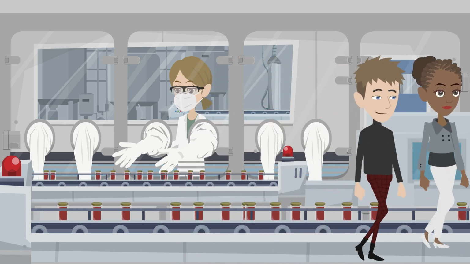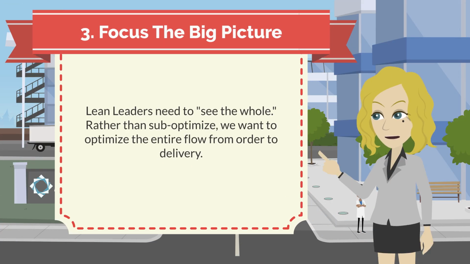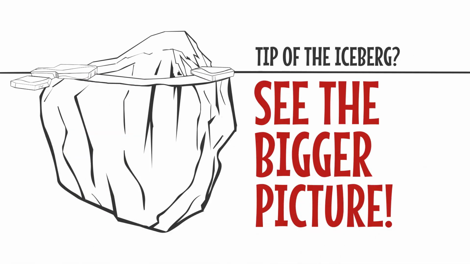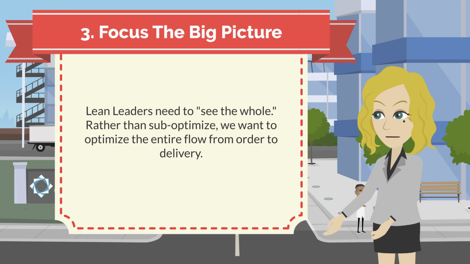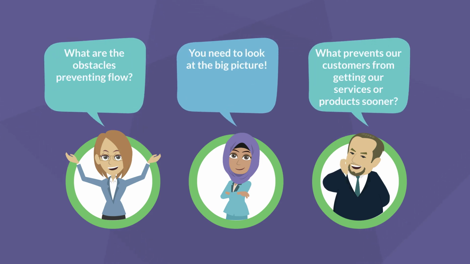Number 3. Lean leaders need to focus on the big picture, optimizing the whole rather than optimizing pieces of the overall. Similar to point number 2, lean leaders should be looking at the whole flow from customer request to delivery and focus on optimizing that picture through eliminating waste. What are the obstacles preventing flow? What prevents our customers from getting our services or products sooner?